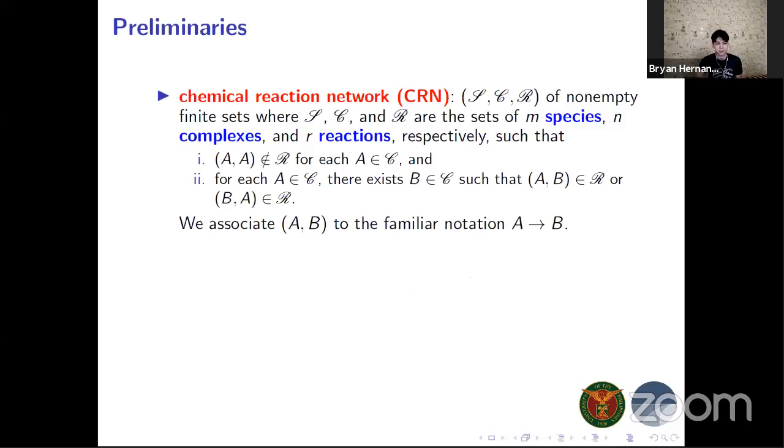First of all, I'm going to introduce the preliminaries: chemical reaction network, or simply CRN. You have a triple of three sets: script S, script C, and script R. These are all non-empty and finite sets. Script S, script C, and script R are the sets of species, complexes, and reactions with cardinality m, n, and r respectively. Note that R is a subset of C cross C, and we associate the ordered pair (A, B) to the familiar notation A → B, or A yields B. The first property is that we avoid loops, and the second property is that for each A in the set of complexes, there is another complex such that one of them is a reactant and the other is a product in a given reaction.